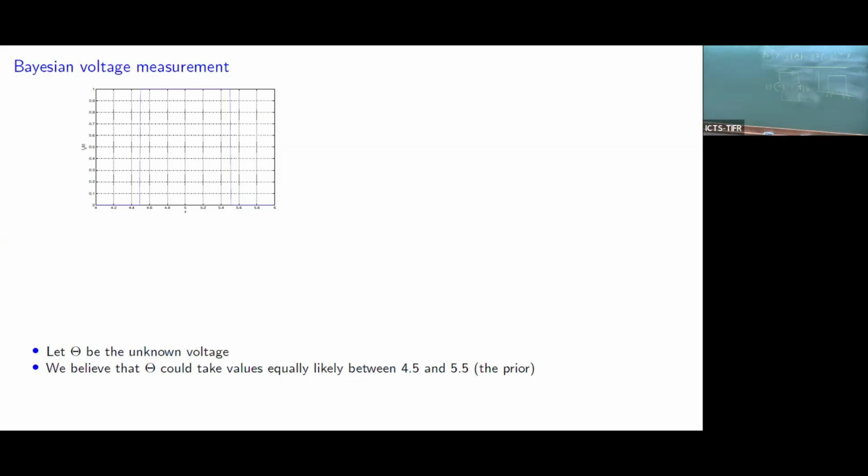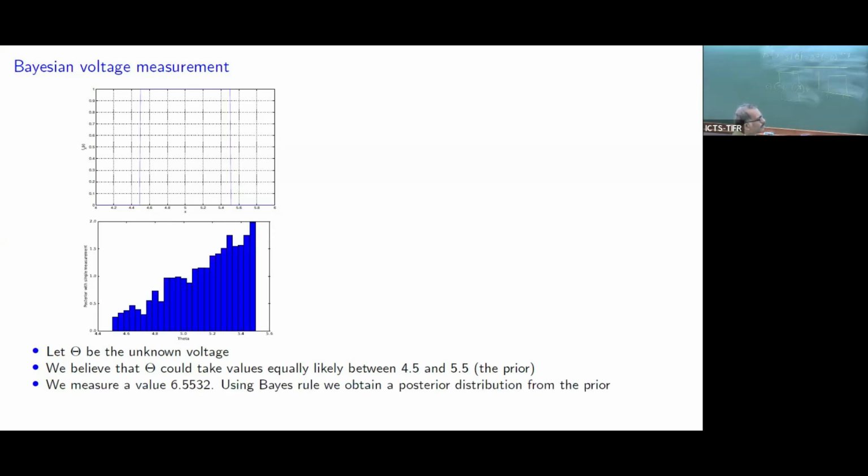Now, what happens is that we will get data, like the data that we saw before. We get tables of this data. For example, suppose we measure a value 6.5532. Sorry, I think there is a typo there. Let it be something like 5.3, not 6.5. So suppose we measure a value like 5.3.